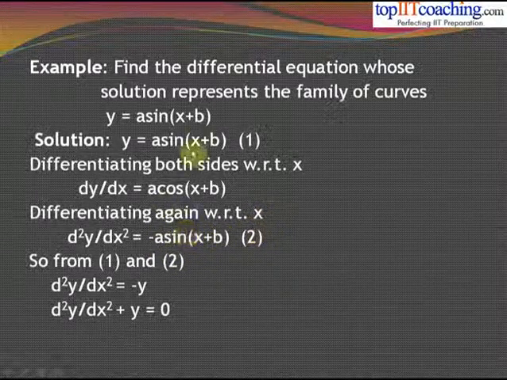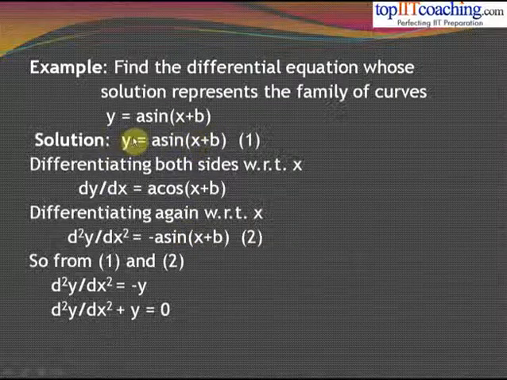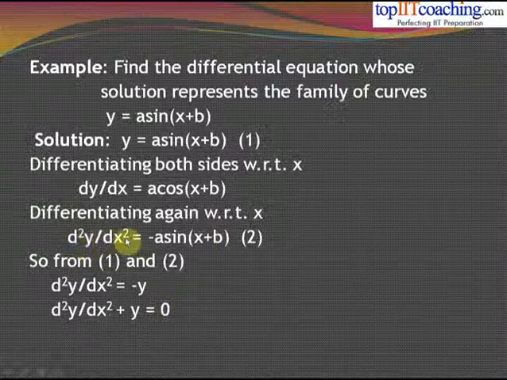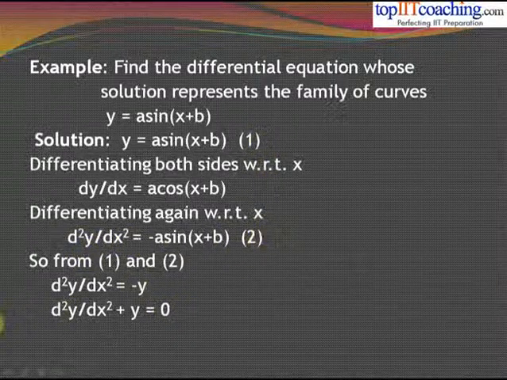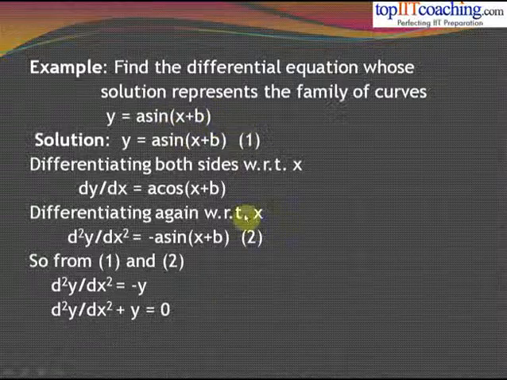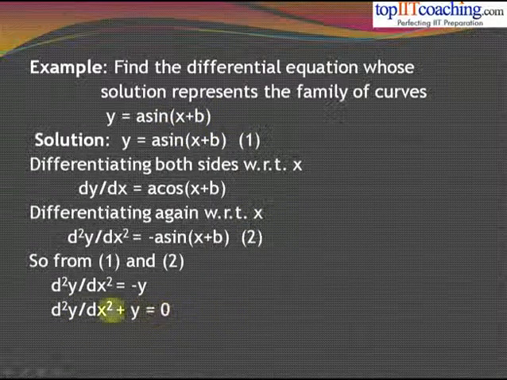Now we see that a times sine of x plus b is equal to y, and minus of a times sine of x plus b is equal to d square y by dx square. So from 1 and 2 we can write d square y by dx square is equal to minus y, or d square y by dx square plus y equal to 0. This is the differential equation whose solution represents the family of curves y equal to a times sine of x plus b. Thus this is a second order differential equation where the degree is 1.